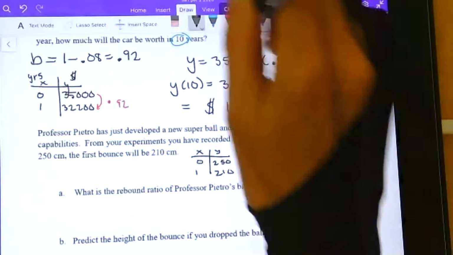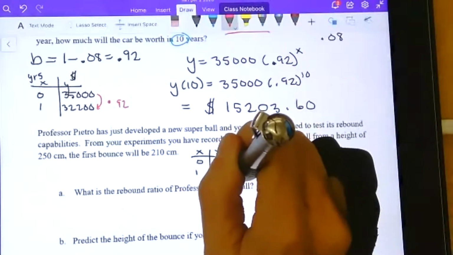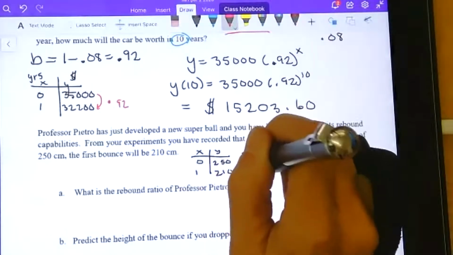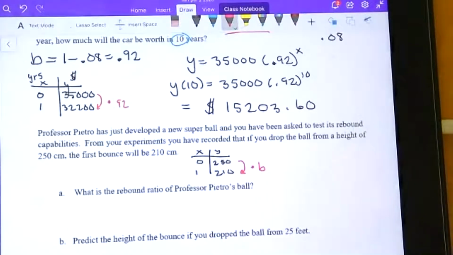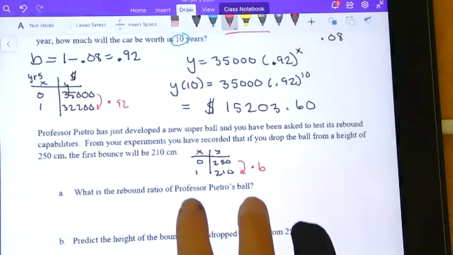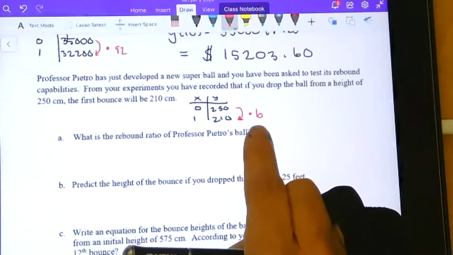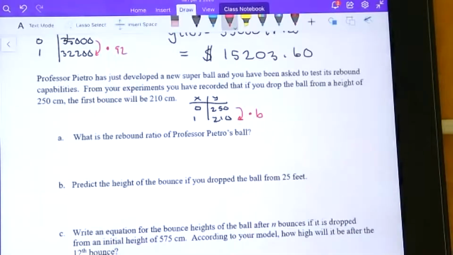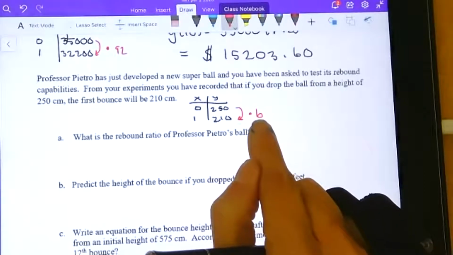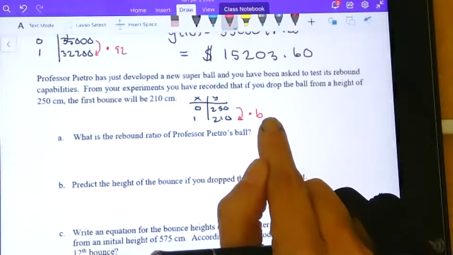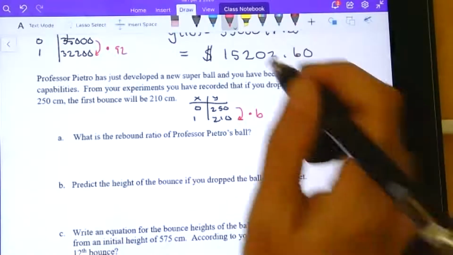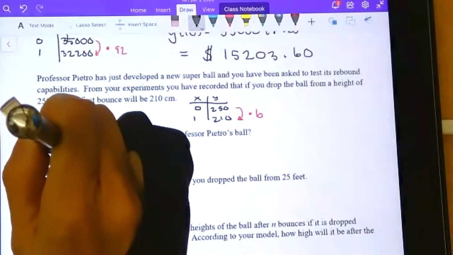So we need to figure out the multiplier. We need to figure out what B is. We know that you multiply by B to get the next value in the table. It's also called the rebound ratio. When we were doing this with geometric sequences, we called it R because it's a common ratio. So it can be called multiple things, but B, the growth factor, the multiplier, the common ratio, rebound ratio, it's all the same thing.